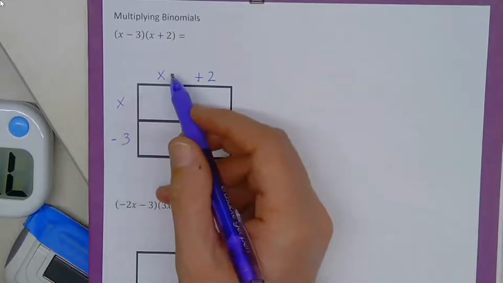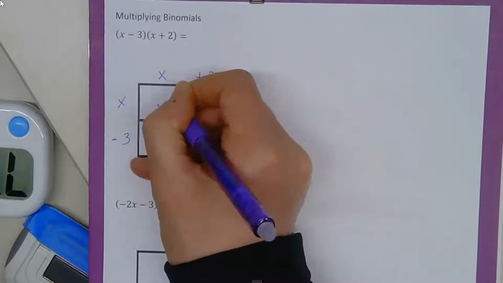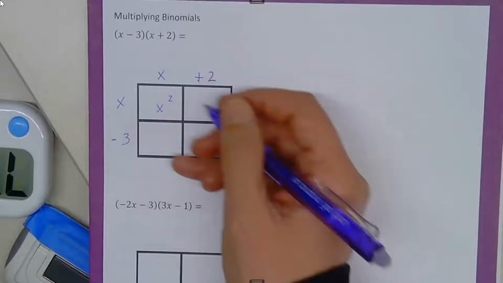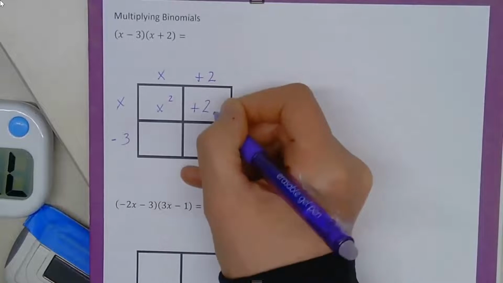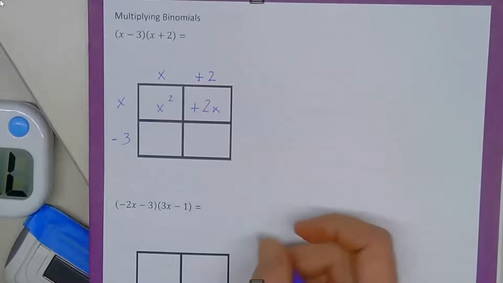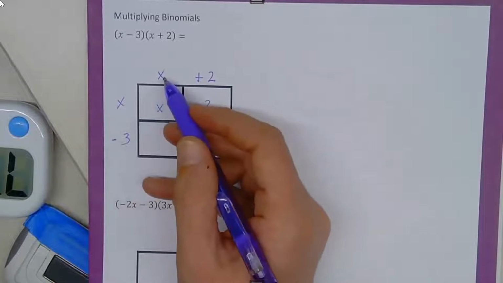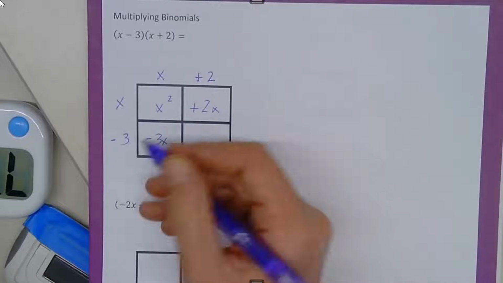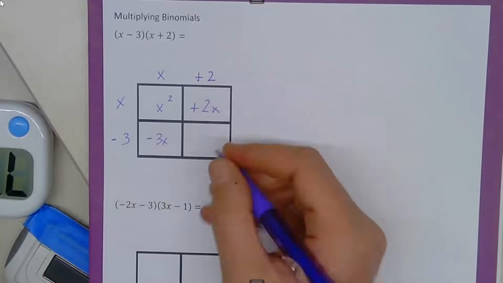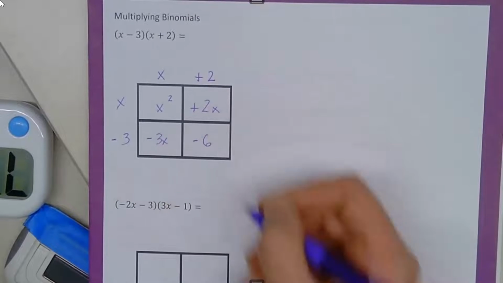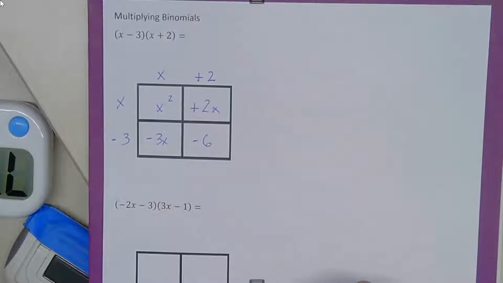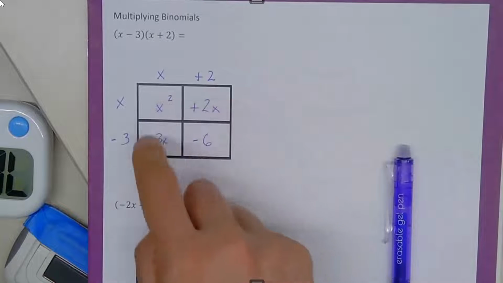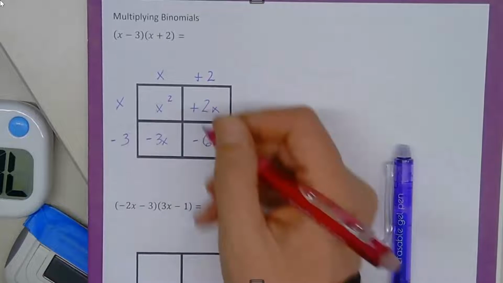So x times x is x to the second power, or x squared. x times positive 2 is positive 2x. Negative 3 times x is negative 3x. And negative 3 times positive 2 is negative 6. That means that I end up with x squared plus 2x minus 3x minus 6.